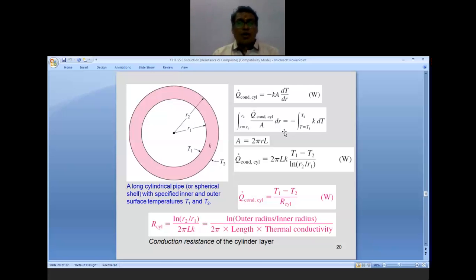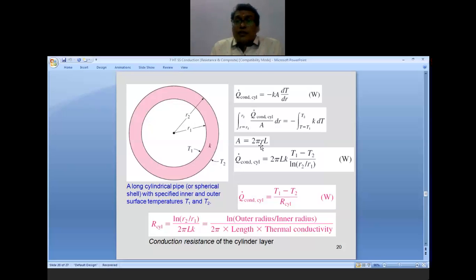Then, coming to the long cylindrical pipe or the spherical shape, the same equation applies: Q is equal to minus K A dT upon dr. However, this area in this case is going to vary. Now as it's a cylinder, this area will be equal to 2 pi r L. If it is a wall, then this area will be equal to length into breadth, length into the thickness through which heat is going to pass.